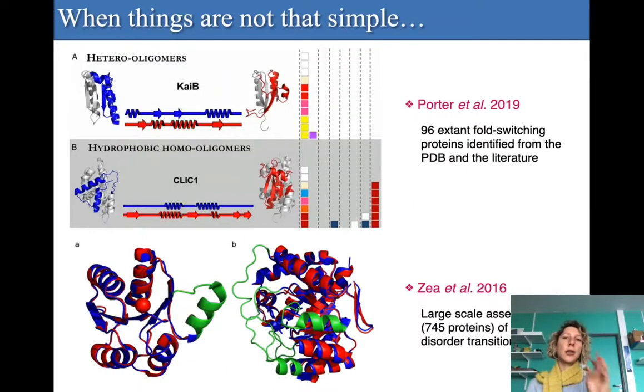Okay, so that's exactly just to illustrate this secondary structure switch when things are not that simple. So this is called extant fold switching. And you have examples in different homo-oligomers. So for example, you can see here you have the blue and the red, and the secondary structures are different, okay, and these are the same proteins. So they oligomerize, let's say, and once they are in oligomers, they change their secondary structure from the monomeric form.